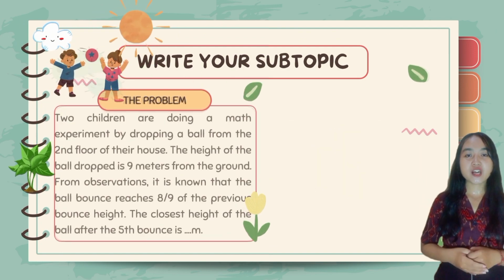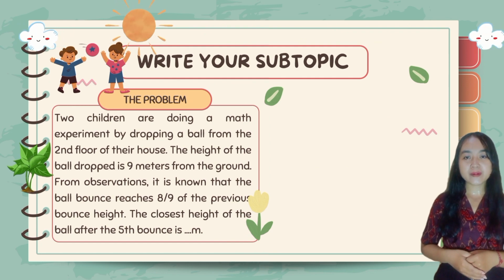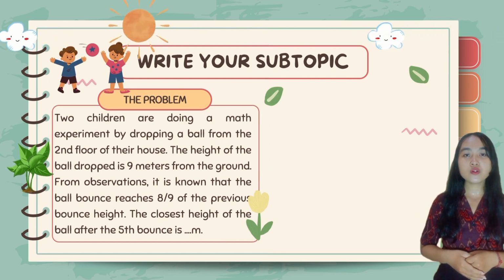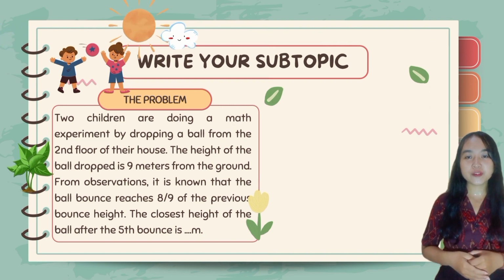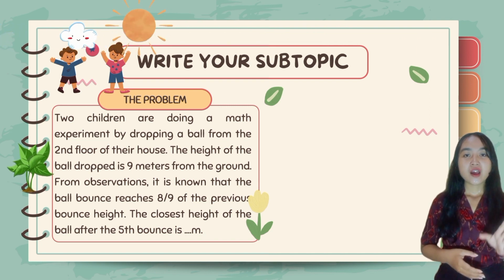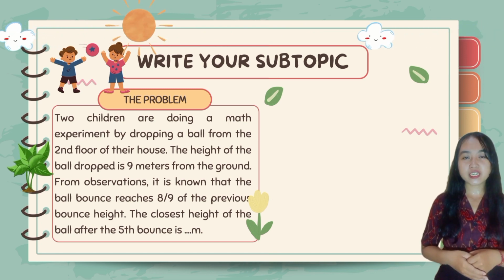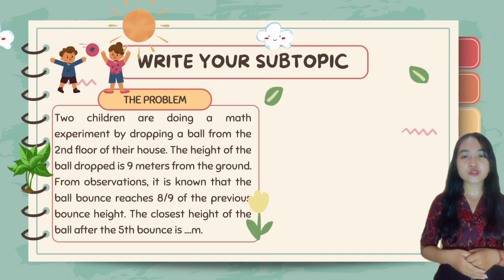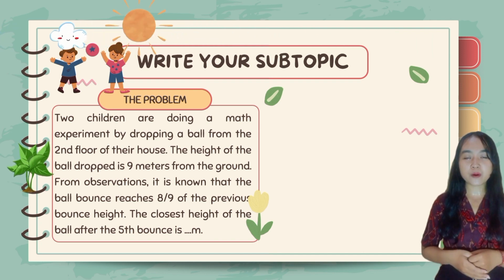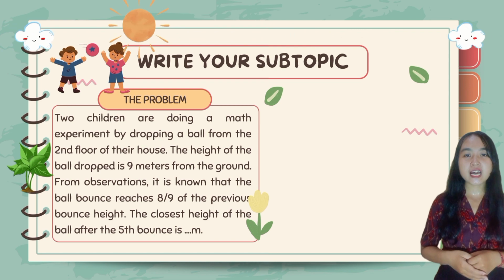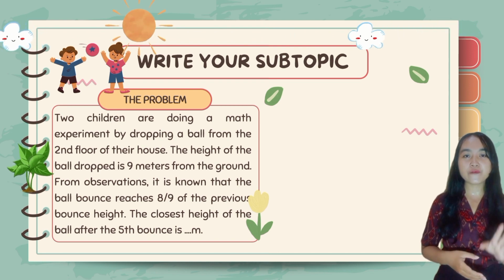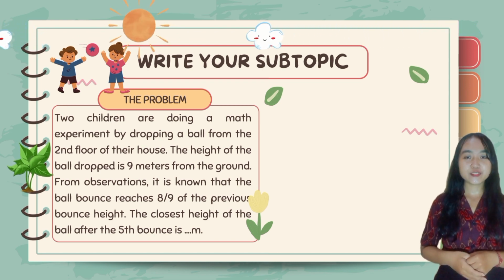Two children are doing a math experiment by dropping a ball from the second floor of their house. The height of the ball drop is 9 meters from the ground. From observation, it is known that each ball bounce reaches 8/9 of the previous bounce height. The closest height of the ball after the 5th bounce is... We will answer this question.